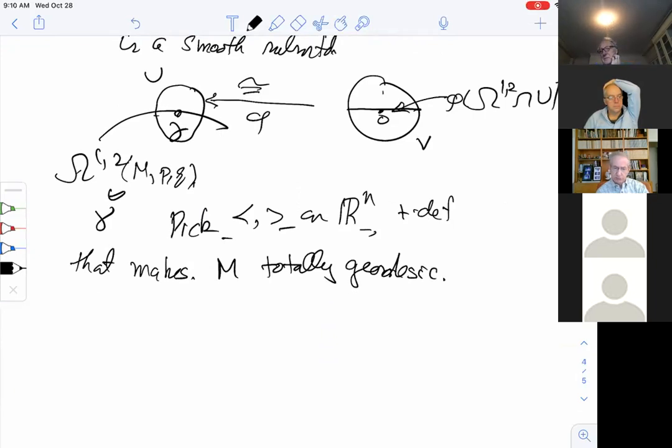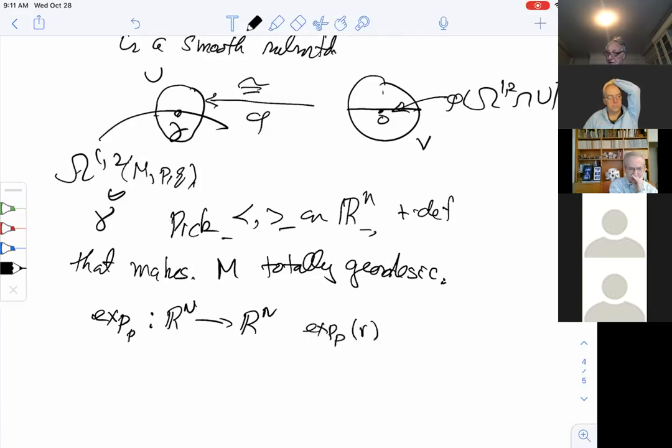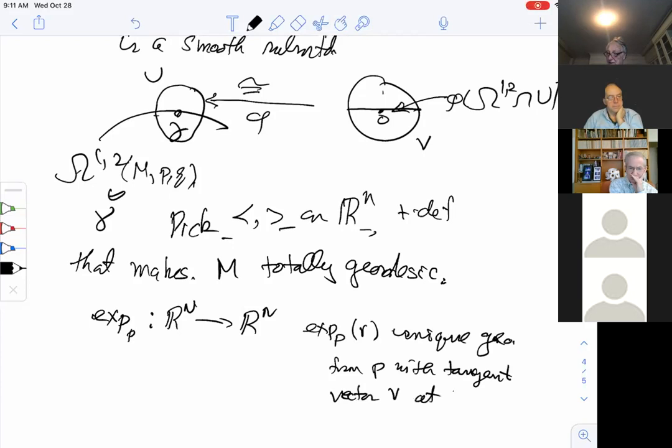So you can always do that. You basically just straighten out the normal bundle of M in some metric. So you can find a metric on Euclidean space that makes M totally geodesic. And now using that metric, I'm going to define an exponential map. So I have the exponential map from R^n to R^n. Exponential at P of a vector V is the unique geodesic from P with tangent vector V at time 1. Of course, for the standard inner product, these are straight lines.